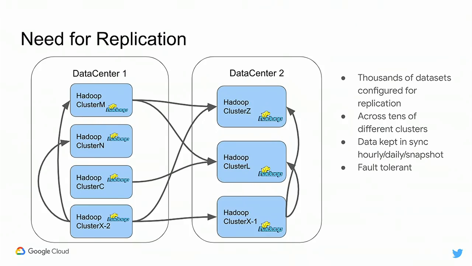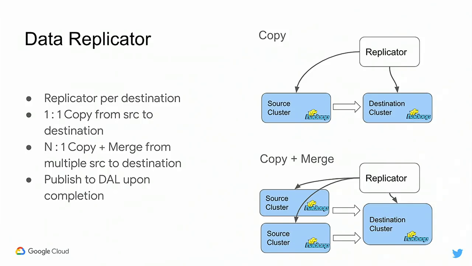So what is the need for replication? As I said, we have multiple different clusters. This is just a snapshot. As you can see, we have thousands of different data sets people configure, and they need to be kept in sync, not just from source to destination, but also source, destination, back, and then there is also merging, right? When you say replication, at a very high level, we have two kinds of replication.